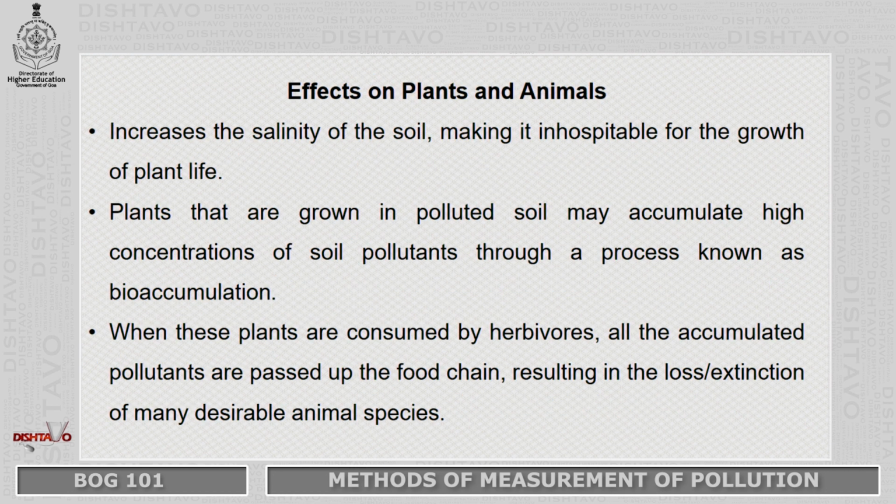Effects on plants and animals: increase in the salinity of soil, making it inhospitable for the growth of live plants. Plants that are grown in polluted soil may accumulate high concentrations of soil pollutants through a process known as bioaccumulation. When these plants are consumed by herbivores, all the accumulated pollutants are passed up the food chain, resulting in the loss and extinction of many desirable animal species.